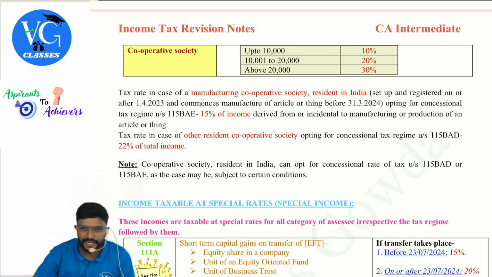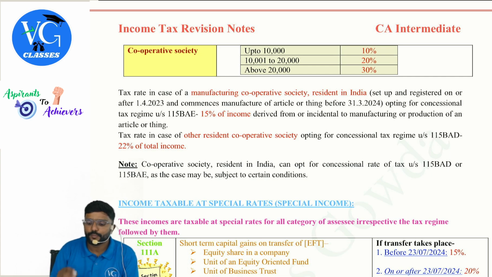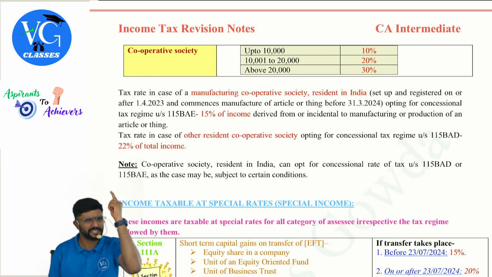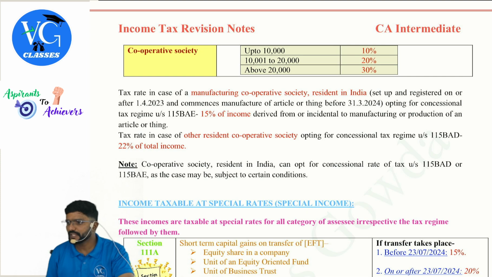Next, for cooperative society, slab rates are applicable. Up to 10,000 income, 10%. No basic exemption limit for them. 10,000 to 20,000, 20%. More than 20,000, 30%. Okay. But even for cooperative society, they have provided something with optional schemes. Not default, optional. Only for slab rate assessees, we call it the default scheme, guys. What is it? We will see.